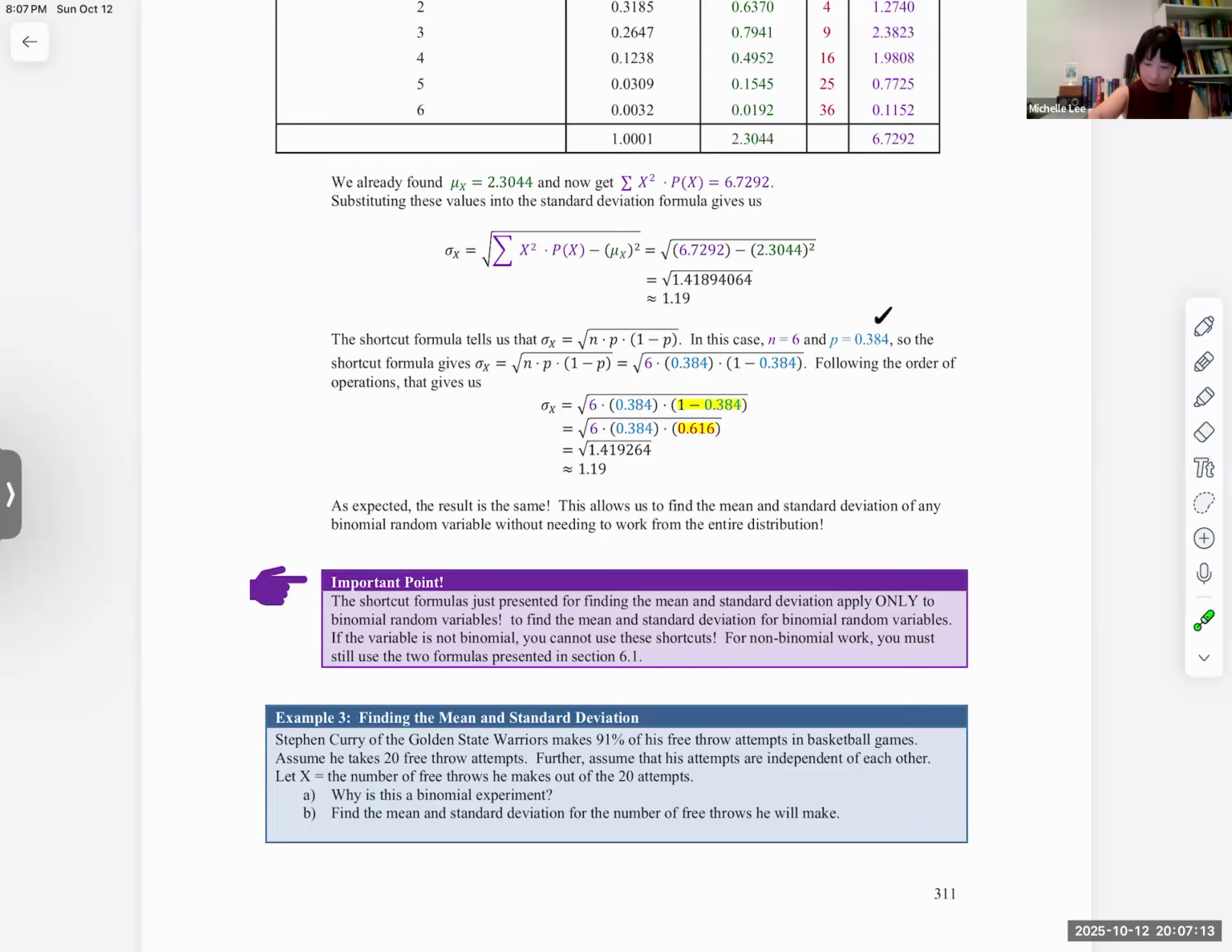All right, let us do example 3, finding the mean and standard deviation. Stephen Curry of the Golden State Warriors makes 91% of his free throw attempts in basketball games. Assume he takes 20 free throw attempts, and assume that his attempts are independent of each other. Let X be the number of free throws he makes out of 20 attempts. We check whether this is a binomial experiment or not.